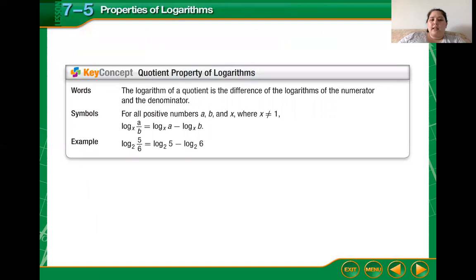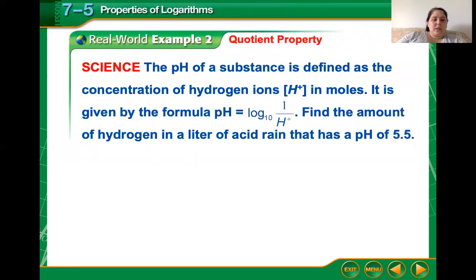For the quotient property, the logarithm of a quotient is the difference of the logarithms of the numerator and the denominator. So log base x of a over b is the same thing as log base x of a minus log base x of b. We can use that here: the pH of a substance is defined by the concentration of hydrogen ions, H+, in moles. It is given by the pH formula, pH equals log base 10 of 1 over H. Find the amount of hydrogen in a liter of acid rain that has a pH of 5.5.